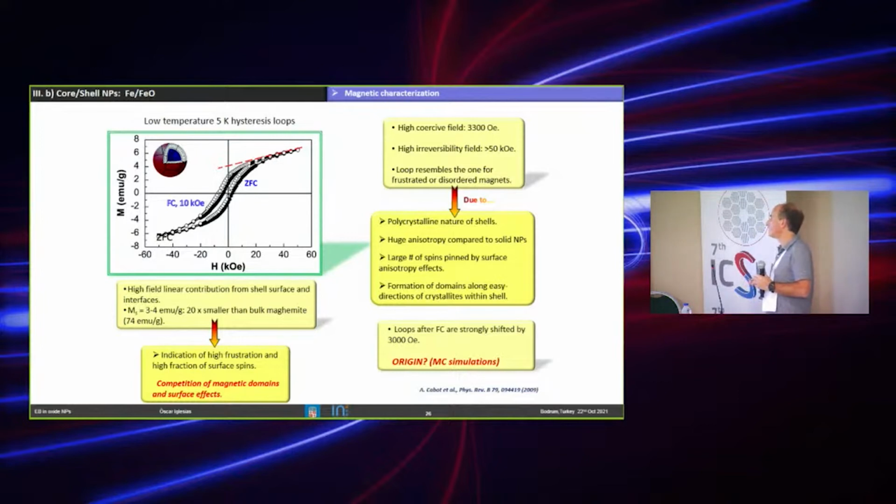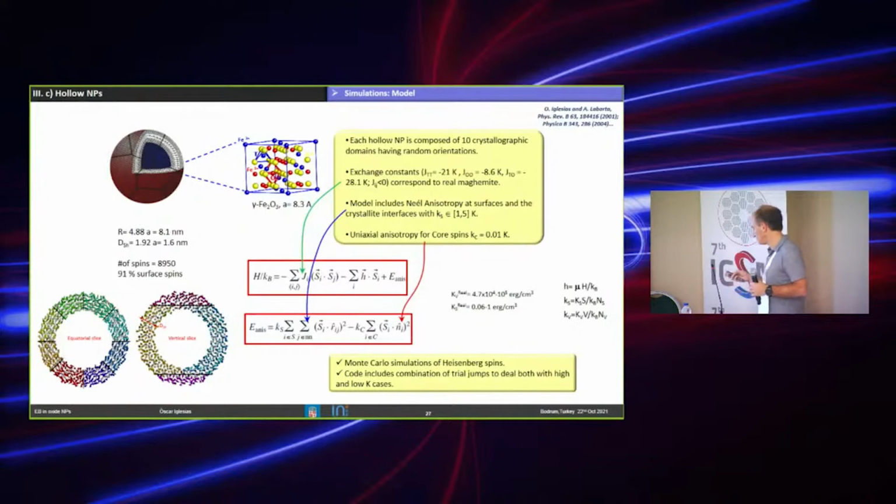So comparing the hollow particles to the full ones, the solid nanoparticles, the hollow ones have a huge anisotropy, right? And also there's, as you can see here, a very strong shift of the loops when you field cool them, and we will try to understand this in the next slide.